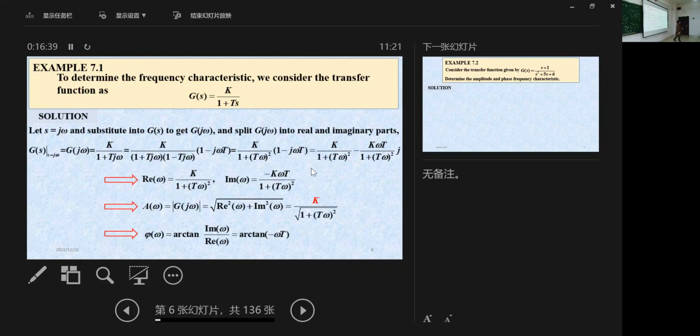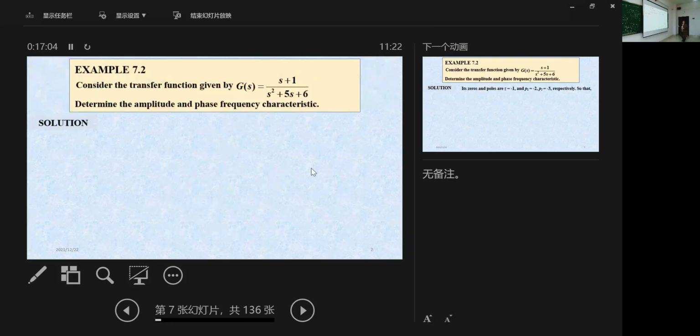So done. Now the question I have is, when we have K over 1 plus T j omega, what we need to do is factorize j out. So we factorize j out, and that part is much bigger. The part without j is a constant part, and that part is imaginary.